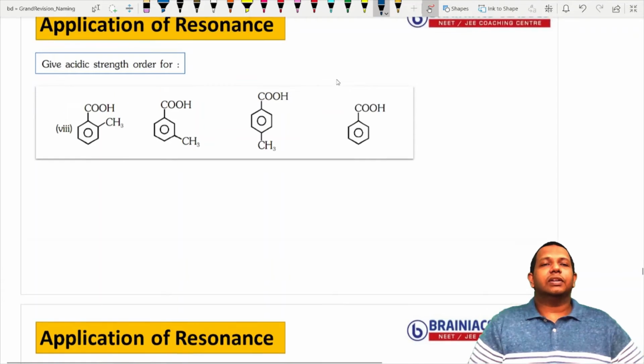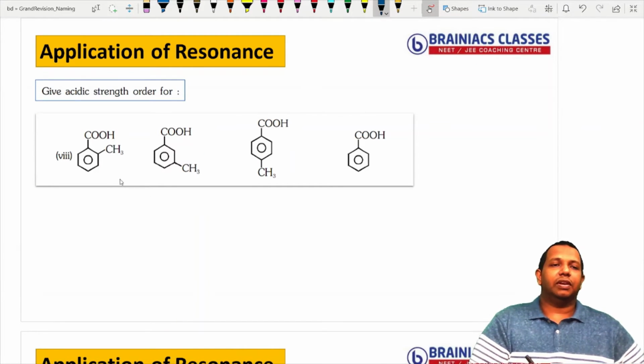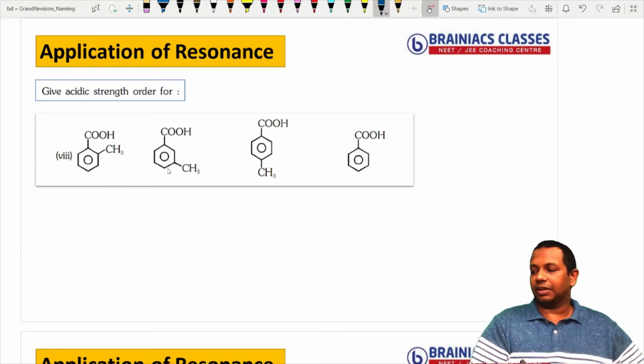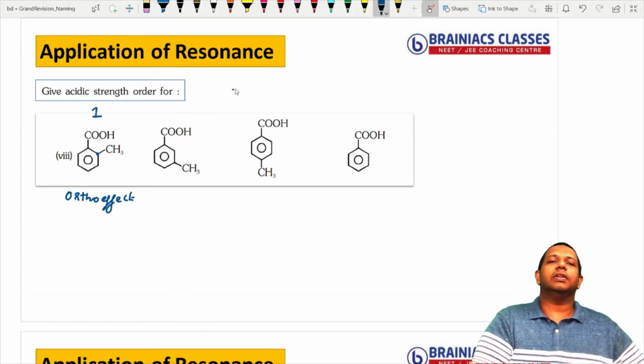Okay, you have the next question. So in the next question, again the concept remains the same. It's benzoic acid derivatives again. So again you see here, I am not drawing it in detail. You can see a CH3 group at the ortho position. So if it is at the ortho position, then the ortho effect is present for the first one. So surely the first one will be the stronger acid. So I can put it like this.